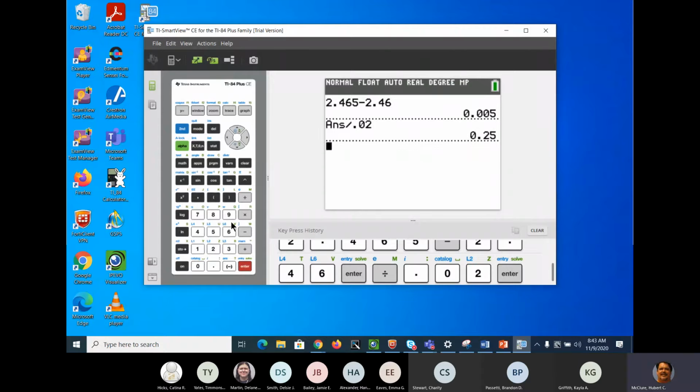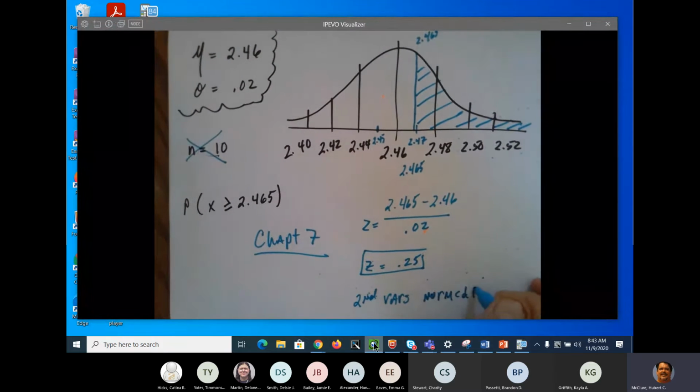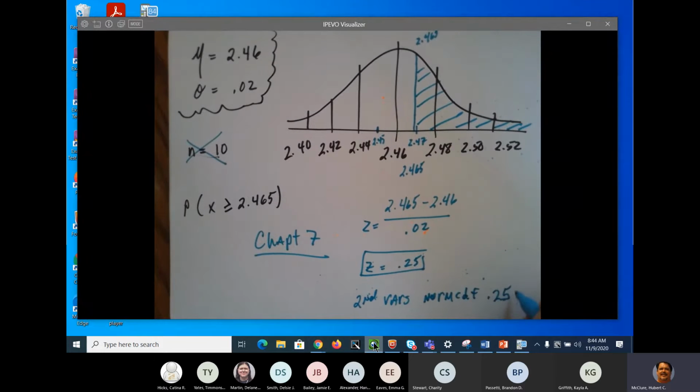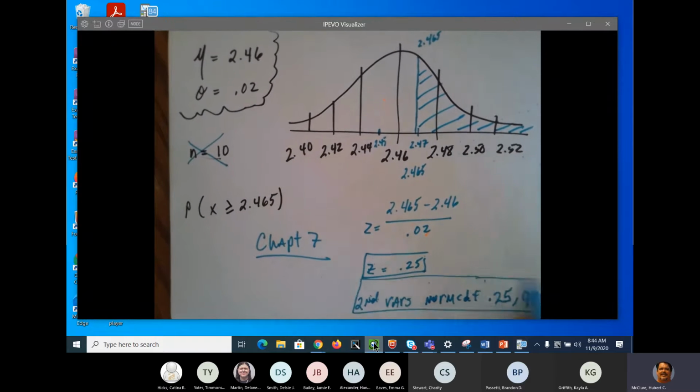0.25. So I get a z-score of 0.25. If you have an older calculator, you would type in normal CDF: second vars, normal CDF, 0.25 to 9999. So let's do that.